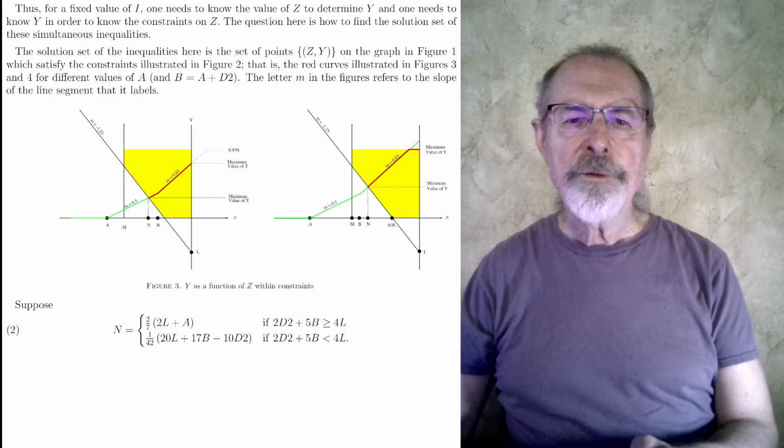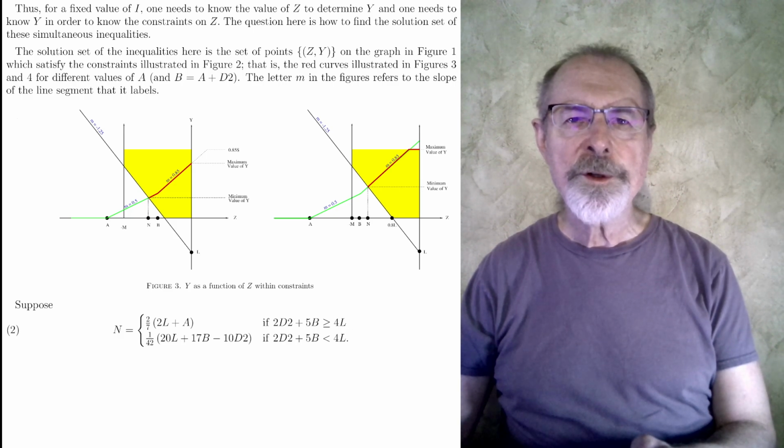Now, I can find a variable n. What n represents is the intersection of the red line, or the red polygonal curve, with the line with slope minus 5/4, which represents the 80% limitation on income.